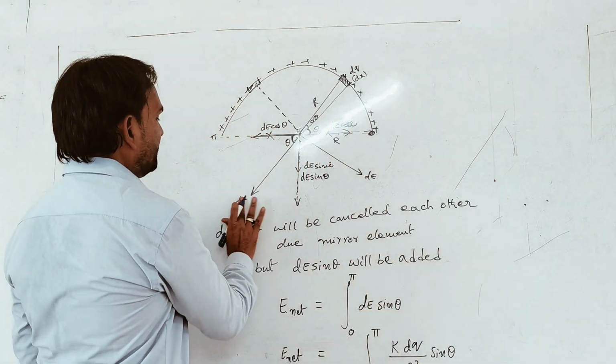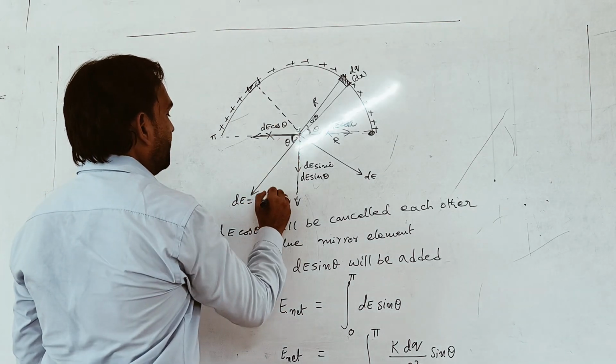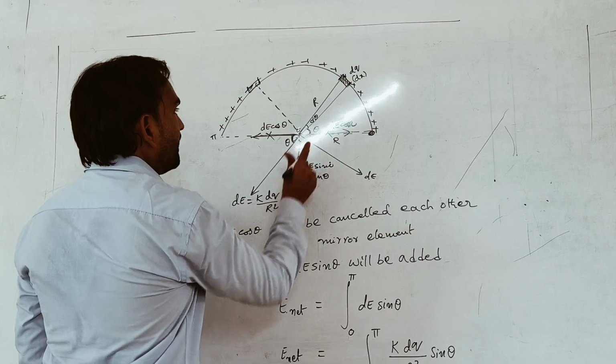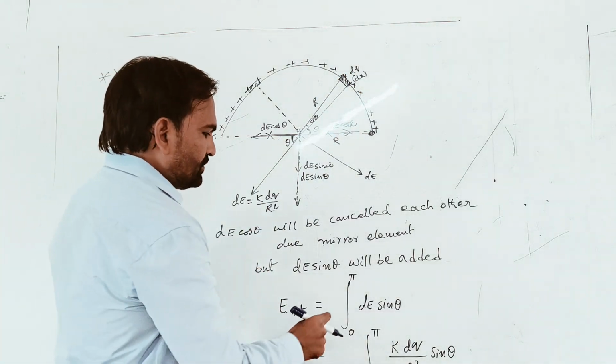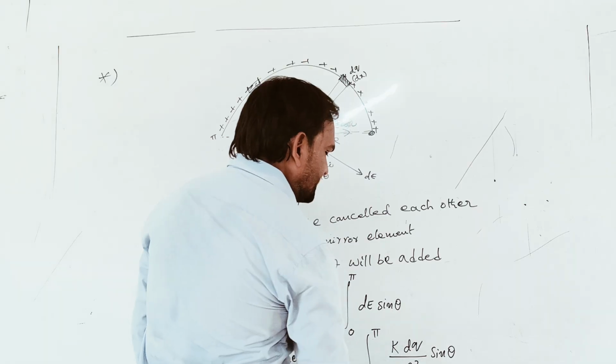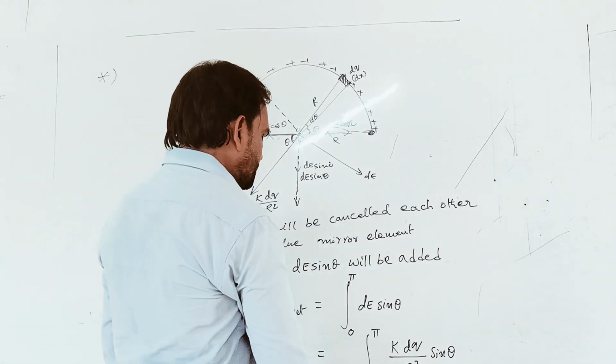dE, what is the meaning of the dE here? It is the electric field intensity at this point, k dQ by R square, due to this elemental charge. Okay, students? So dE is k dQ by R square sin theta here. K is a constant.